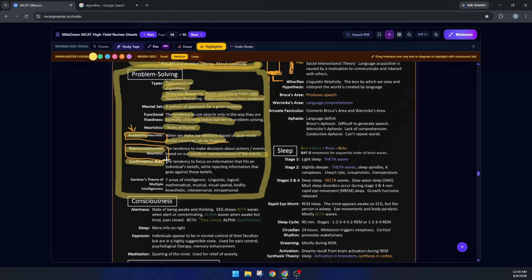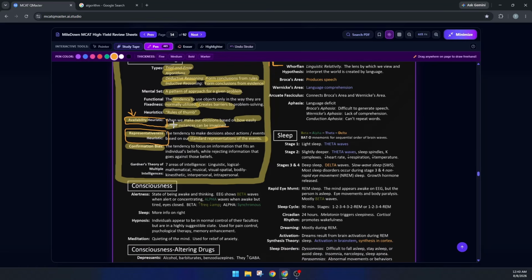You need to go through more examples to understand these too. So make sure you go through lots of examples and practice questions to understand that heuristic. Confirmation bias. Confirmation bias is a tendency to focus on information that fits an individual's beliefs while rejecting information that goes against those beliefs.